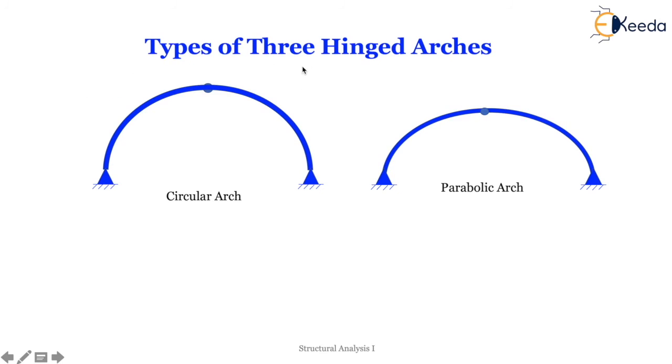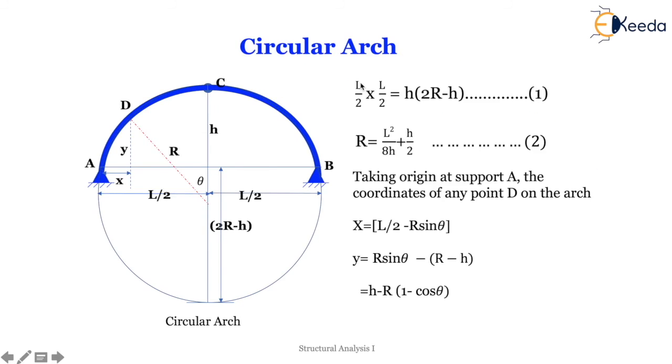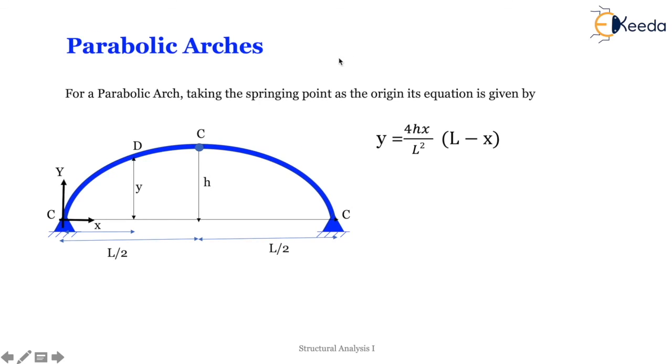Then coming to the types of three hinged arches, there is the circular arch and the parabolic arch, which we have seen. Then what are the formulas for the circular arch? What is R, the radius of the circular arch, that we should know, and what are the coordinates X and Y at any point D for the circular arch we have considered? And coming to the parabolic arch, when the two supports are at the same level, how do we find that Y distance? So we have covered these basic things of three hinged arches in this class. I hope you understood. Thank you.